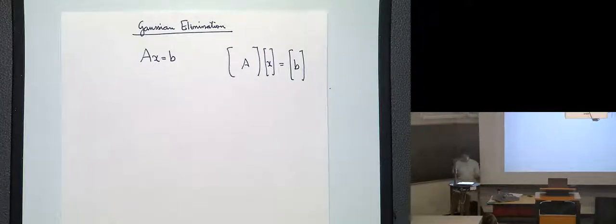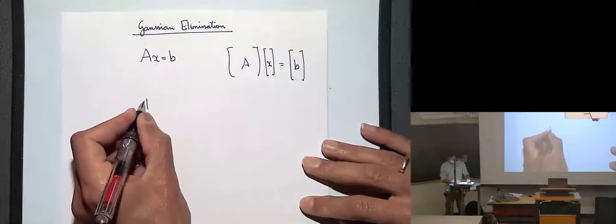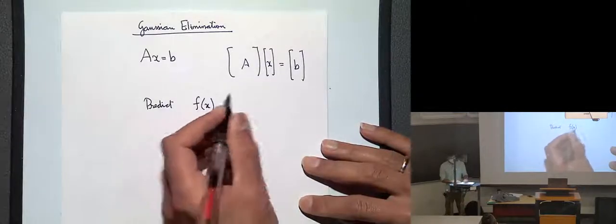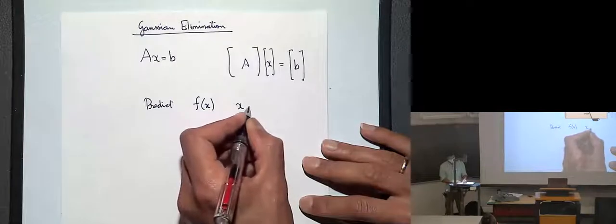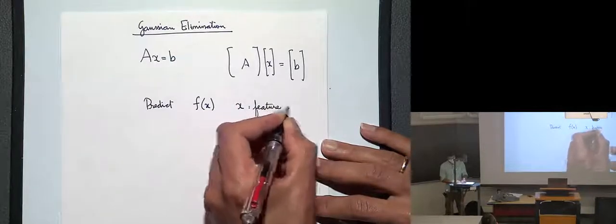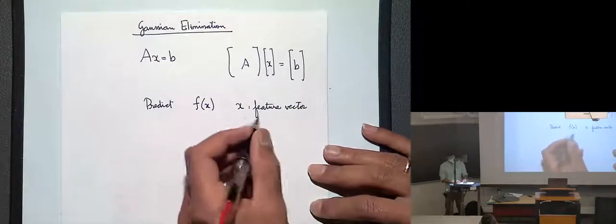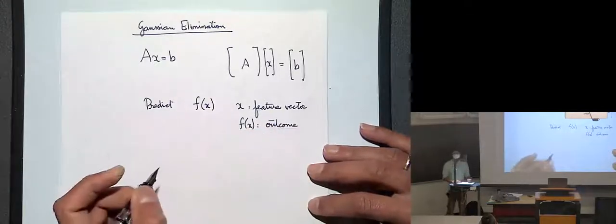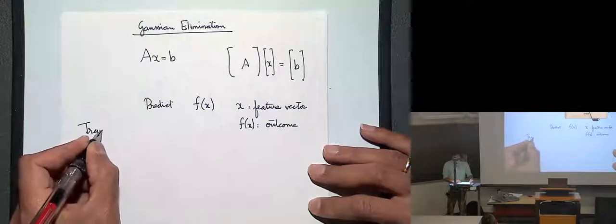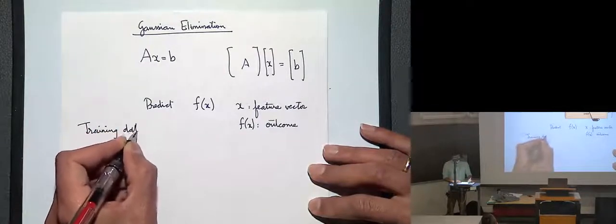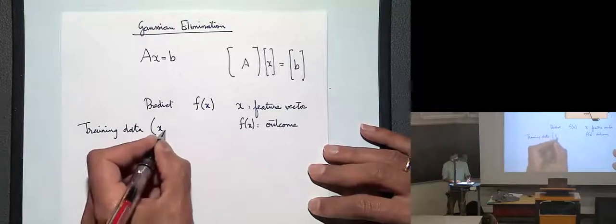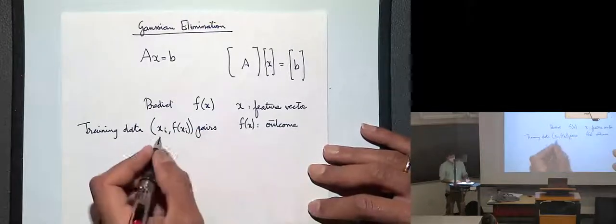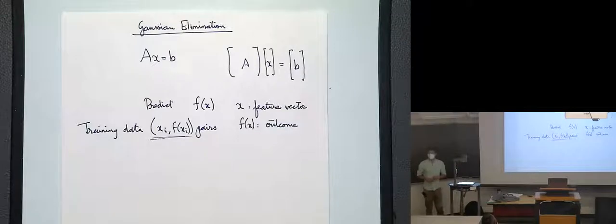So often what you're trying to predict is f of x, where x is your feature vector, and f of x is the outcome. You're trying to compute what f of x is. And what you have is training data. So what is training data? Well, training data is you have xi, f of xi pairs. So you have many of these that you've collected somehow.